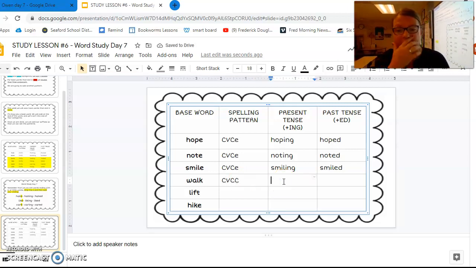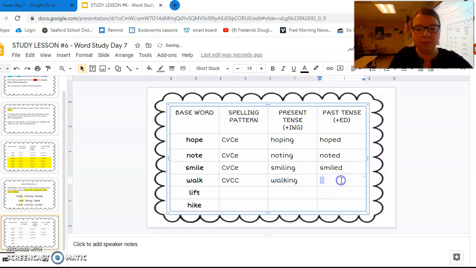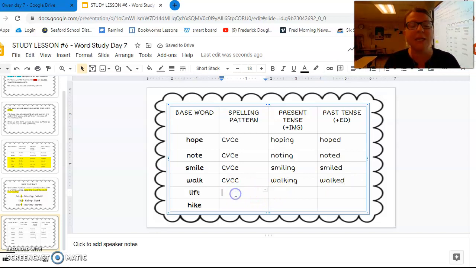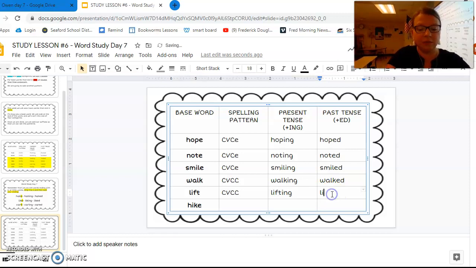Walk, it's a CVCC pattern. We do nothing. We just add ing and ed. Walking and walked. Awesome. Two more. Lift. What type of spelling pattern is that? Yes. Consonant, vowel, consonant, consonant. So lifting and lifted in the past tense.